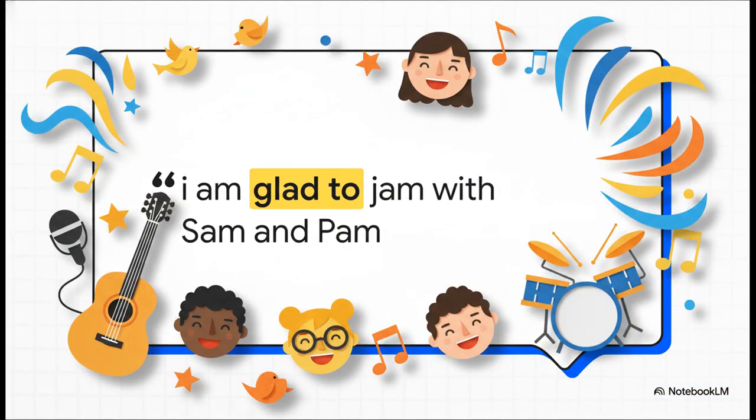Let's look at the next one, focusing on the word am. "I am glad to jam with Sam and Pam." Notice the shift in pacing there? It's incredibly upbeat. It takes that am sound and weaves it into a very social, joyful scenario. We're reading about friends jamming together. It goes to show that reading isn't just some mechanical exercise. It's a way to express happy, relatable, real-world concepts.